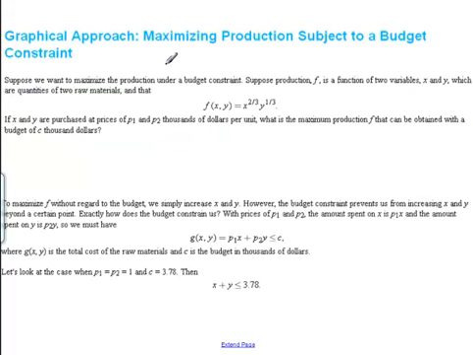So let's think about a very straightforward problem. Let's say that we wanted to maximize the production under a budget constraint, and that the production F is a function of two variables, x and y, which are quantities of two raw materials. So our production equals x to the 2/3, y to the 1/3. Now let's imagine that x and y are purchased at prices of P1 and P2, thousands of dollars per unit. What's the maximum production of F that can be attained with a budget of C thousand dollars?